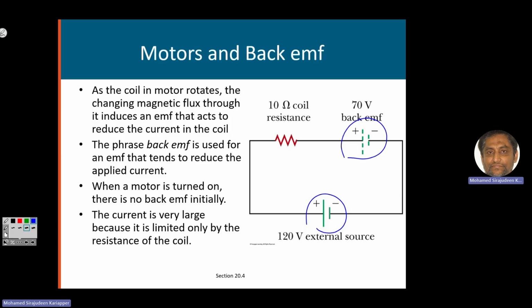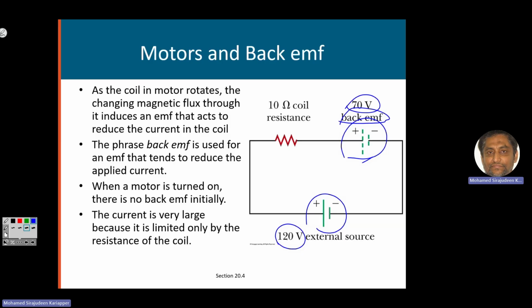So it is like another battery trying to send the current in the opposite direction. So let's say we don't have this induced EMF because the coil is rotating. Coil is rotating means the flux through the coil is changing. If the flux through the coil is changing, there'll be an induced EMF which will try to oppose this change. So suppose you have a battery of 120 volt connected to this motor to make it rotate. This EMF, we call it the back EMF, produced because of the change in the flux. Let's say it is 70 volt.